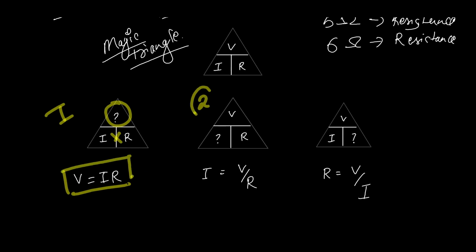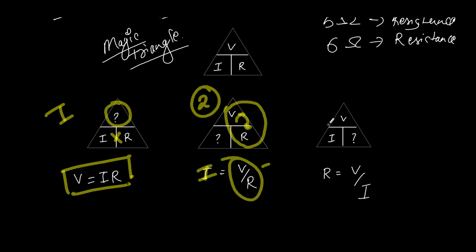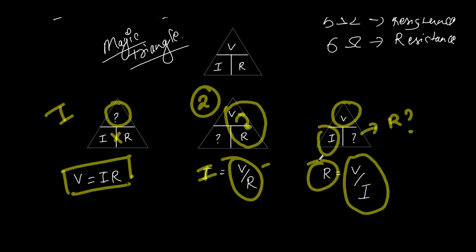In the second case, we know voltage and resistance, but we do not know what the current is. So you make current the subject, and you divide V by R, which gives you another equation. In the third case, we know voltage and current in a circuit, but we do not know what R is. So you make R the subject, and you can write V by I.